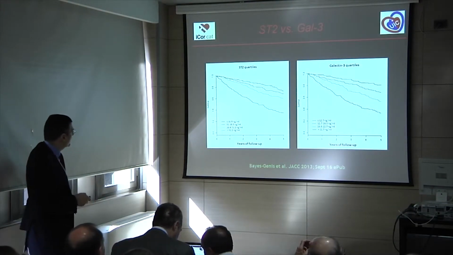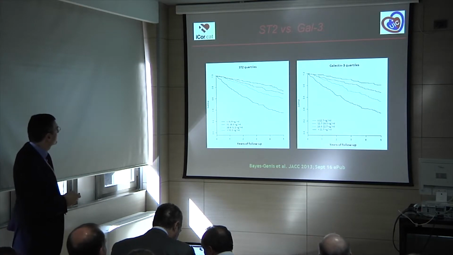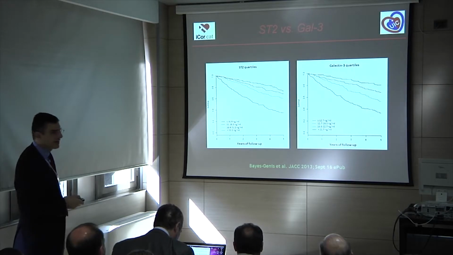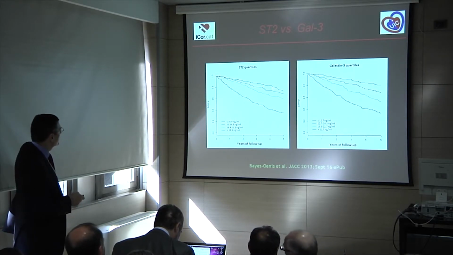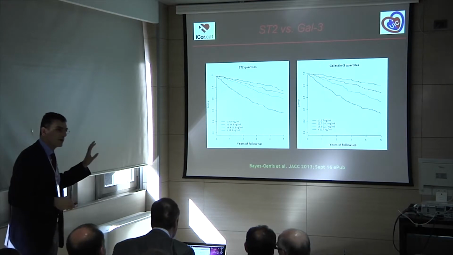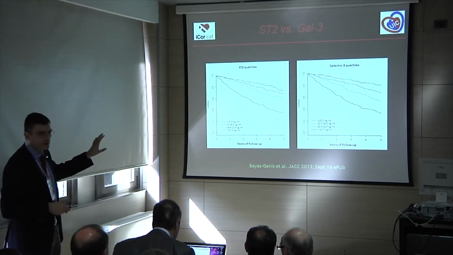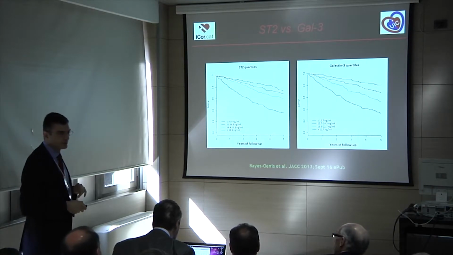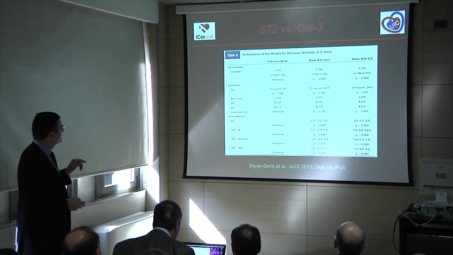When we assess quartiles from ST2 and galectin-3 in this univariate analysis, we do see differences in the two biomarkers, and the highest quartiles provide the worst outcome. So these were the kind of analysis that we would do 10, 15 years ago. And with this analysis, we would say the two biomarkers are equally useful. Okay? What do we do now?